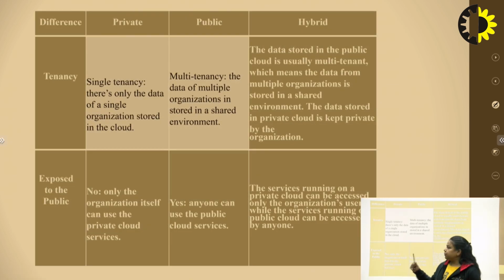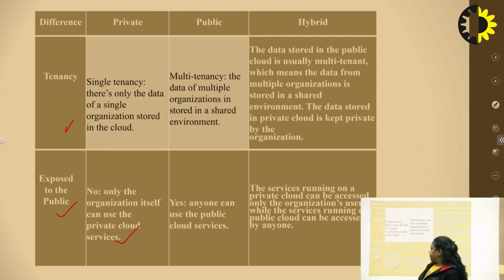Now you can check the table in which we are showing the difference between the public, private and hybrid cloud. First we are going to talk about tenancy. When I am talking about private, a single organization is organizing, so we are talking about a single tenancy. Public can have any number of tenants; everybody can access the data, and multiple organizations can store in their shared environment. And in the case of hybrid, it can be multi-tenant also, or it can be single tenant also.